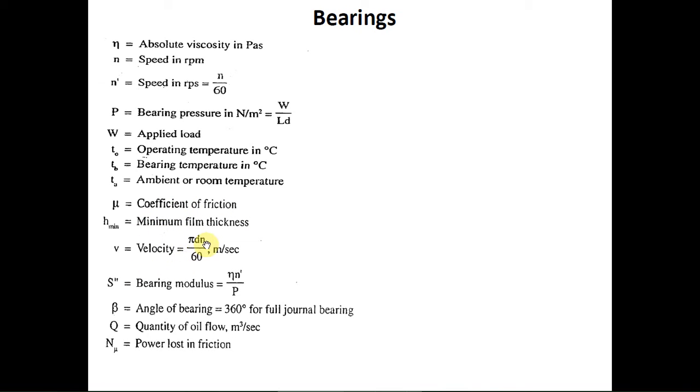Velocity is pi D N upon 60 meter per second. S double dash is the bearing modulus, which is eta N dash by P. Beta is the angle of the bearing, 360 degrees for a full journal bearing. Q is the quantity of oil flow, in meter cube per second. And N suffix mu is the power lost in friction.